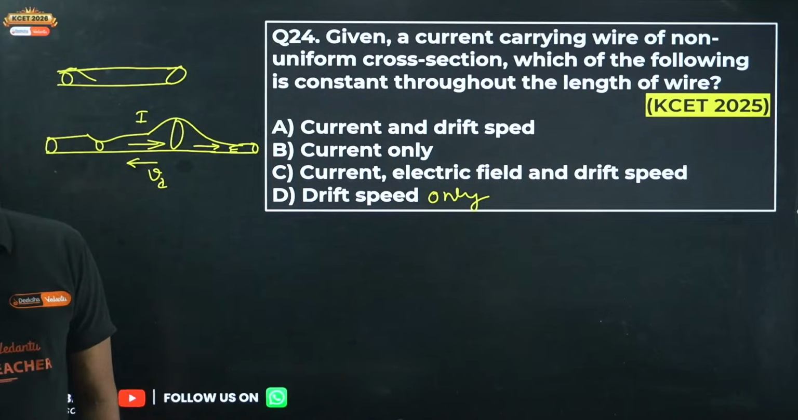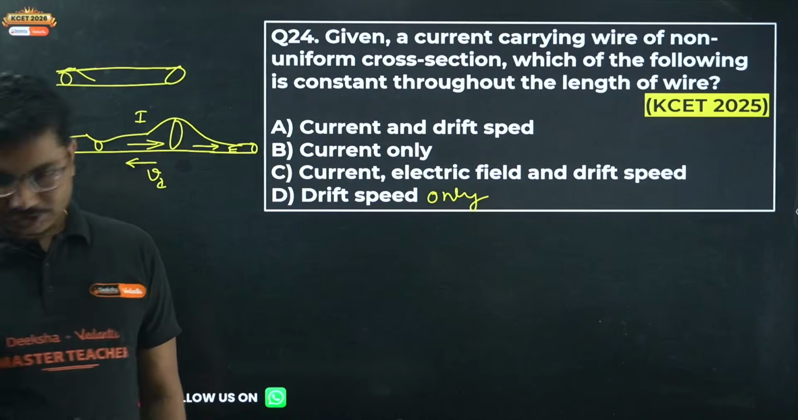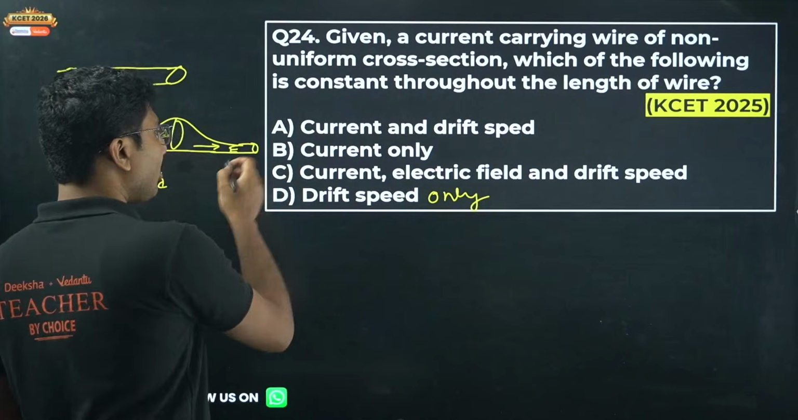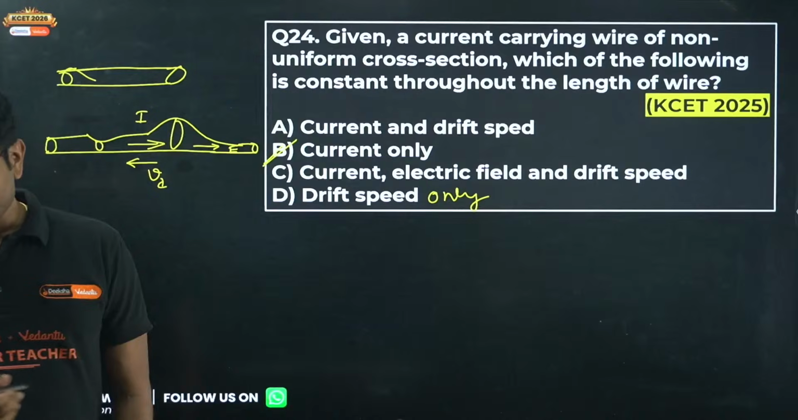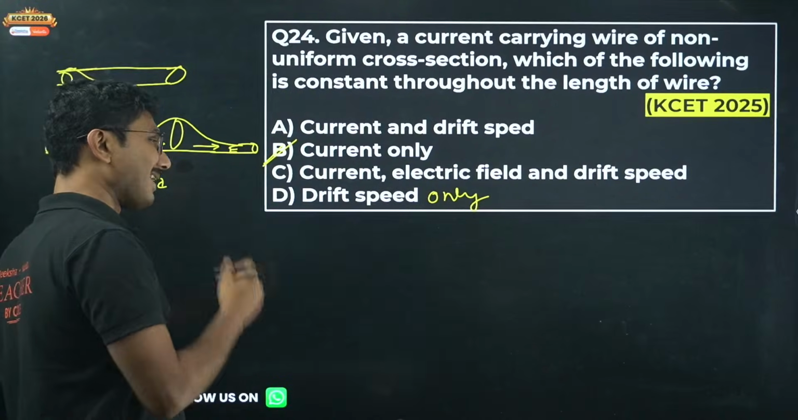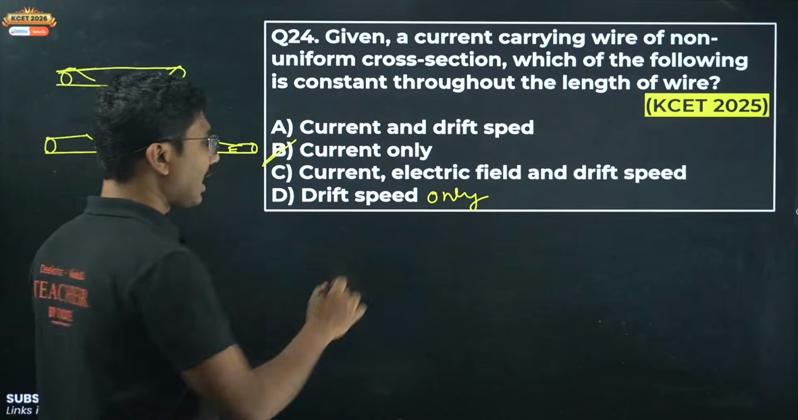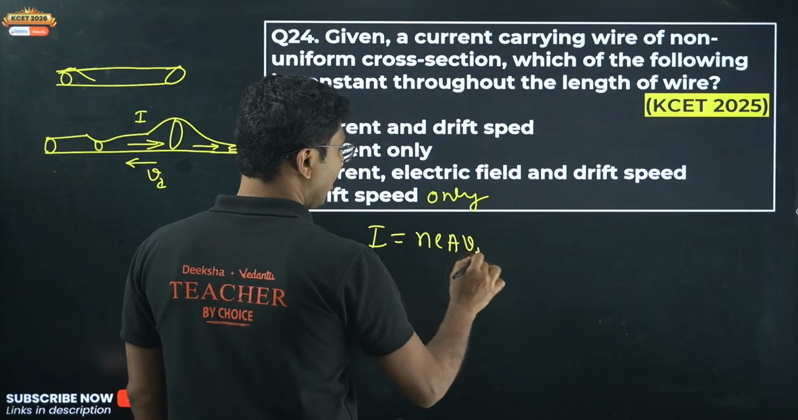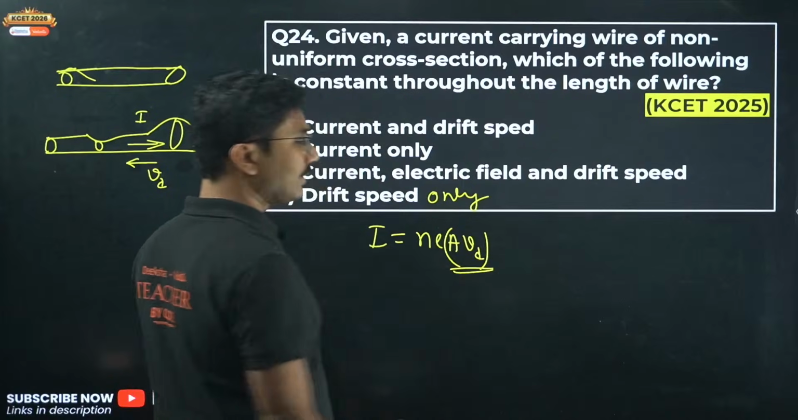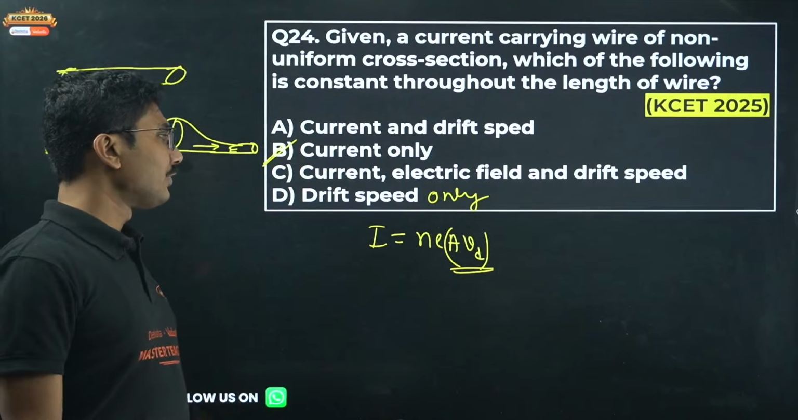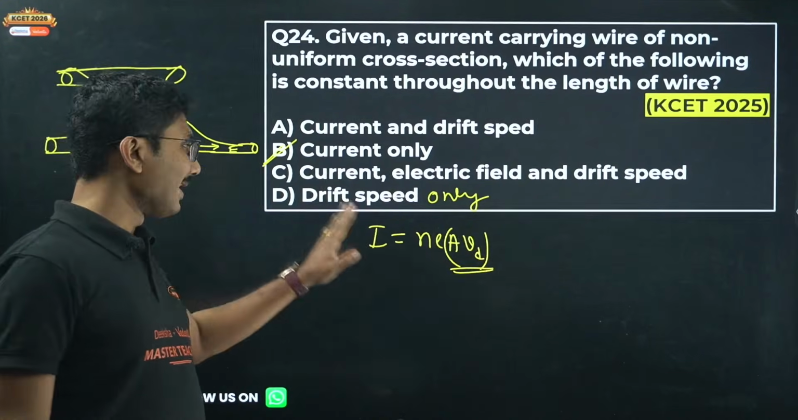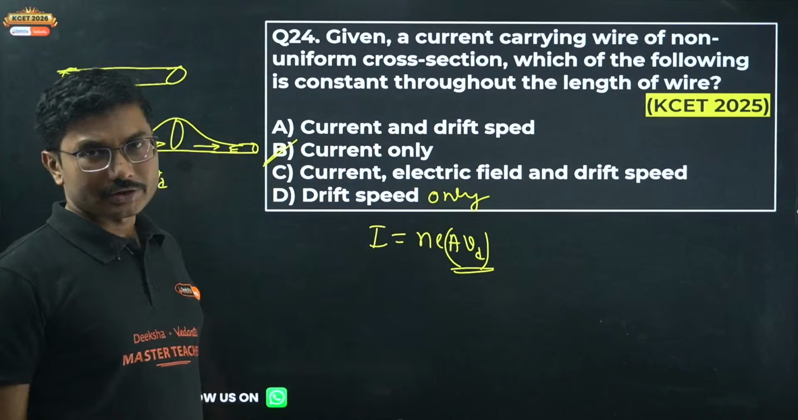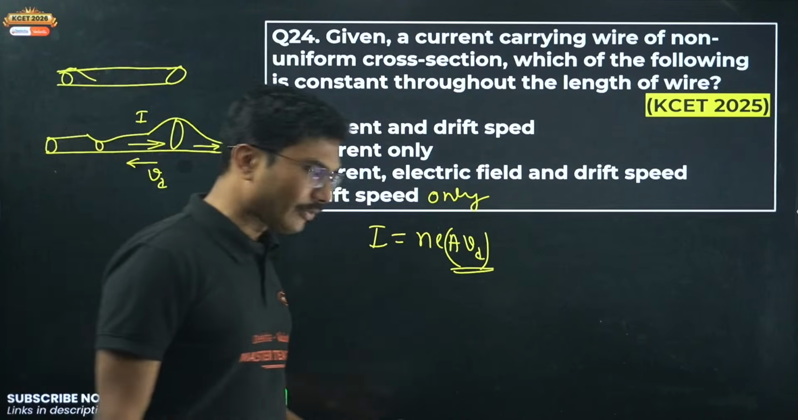Shaila Ahmed is saying current only, option B. So only current will remain same. Only current will remain same. Okay, I equals to n e A v_d. Now A into v_d is constant. Okay, this is the equation of continuity. So this is basically constant. Current is constant, number density and electron charge is constant, so current should be constant in a wire.